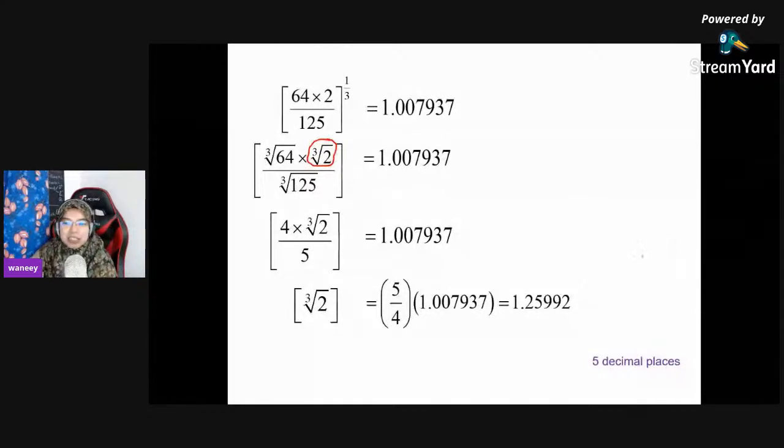So for the final answer, we give 5 decimal places, while in the working everything is 6.